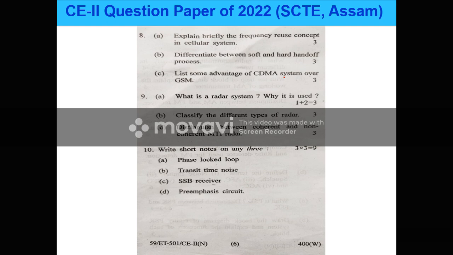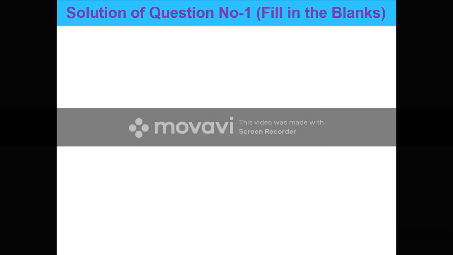Question number 9 also has sections A, B, C, D. What is radar? Why is it used? Classify the different types of radar, distinguish between coherent and non-coherent MTI radar. Write short notes on any 3 out of these 4, each question given 3 marks: phase locked loop, transmitter noise, Question C, SSB receiver, single sideband receiver, D, pre-emphasis circuit. Now we are going to give the complete solutions of part A.